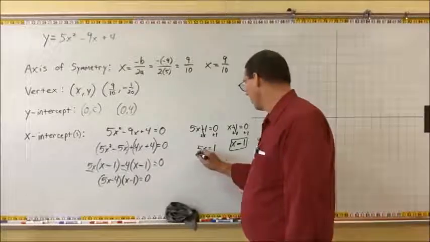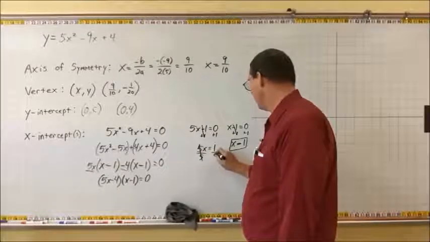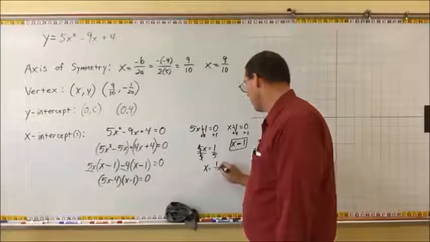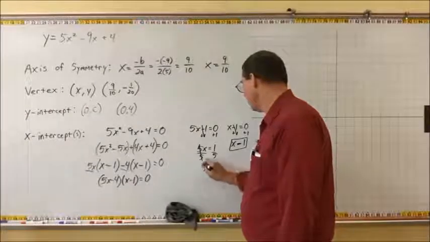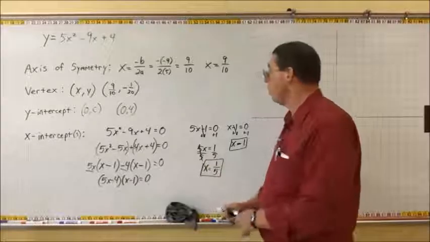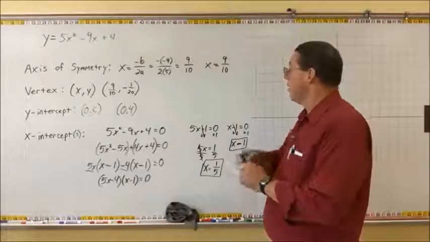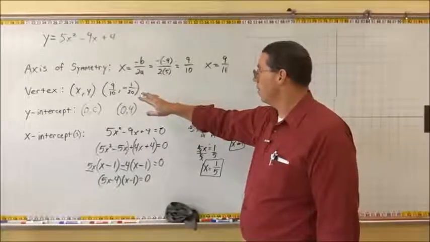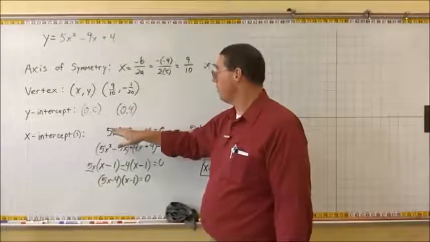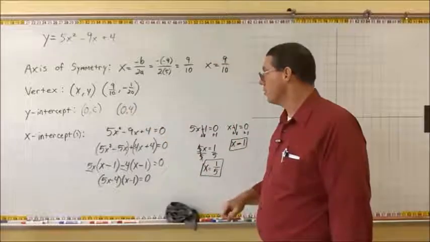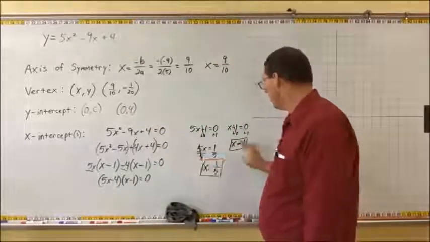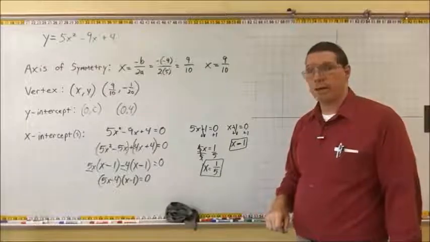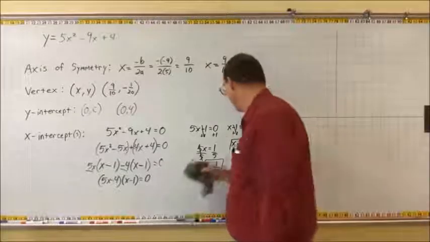The other one here, we're going to add 4 and divide by 5, and our other x-intercept is x equals 4/5. And so we have identified the axis of symmetry, the vertex, and the y-intercept, and lastly, we've identified the x-intercepts for this quadratic. Okay? Let's do one more.